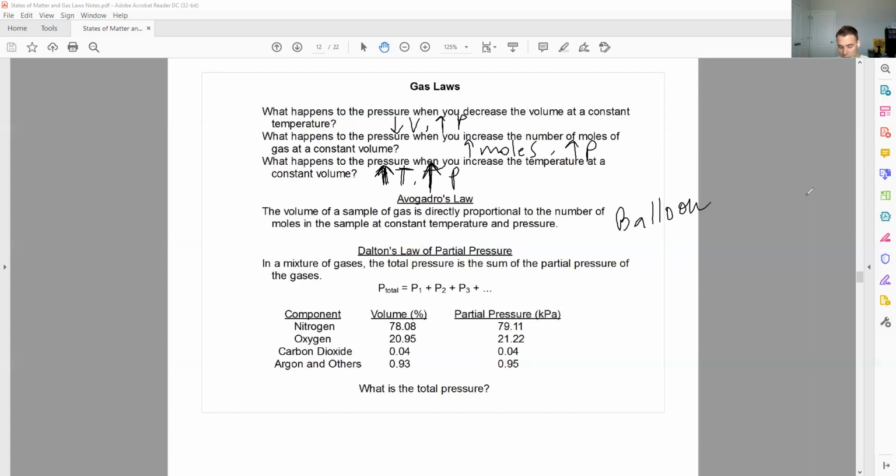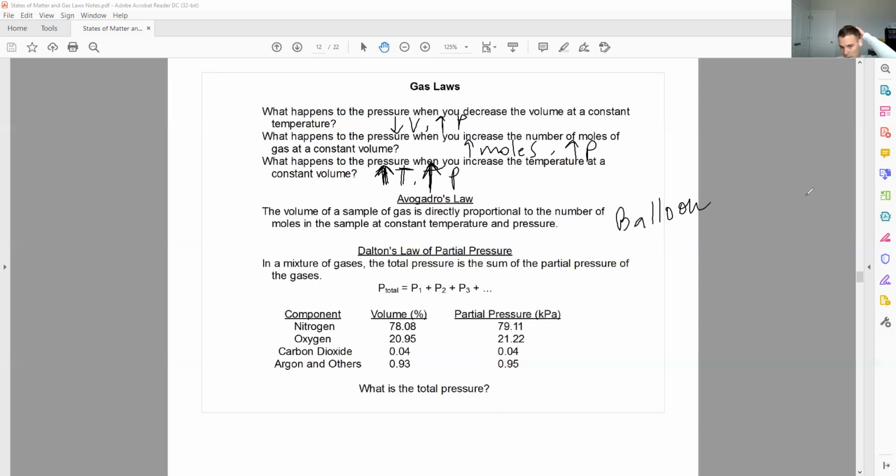Next one, Dalton's law of partial pressure. Dalton's law of partial pressure states that in a mixture of gases, the total pressure is the sum of the partial pressures of each gas. So basically, if I've got a mixture of gases, all I have to do is take their individual pressures, add them up, and that will be the total pressure.